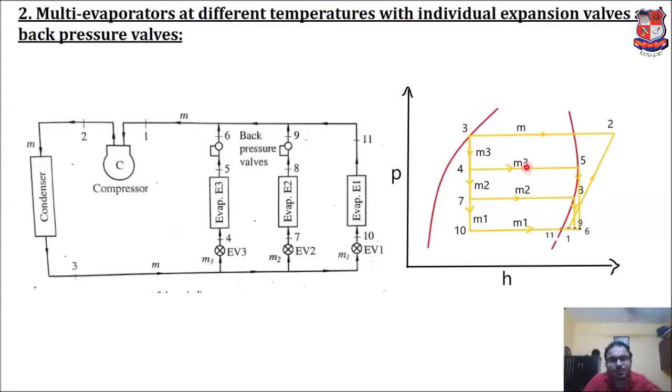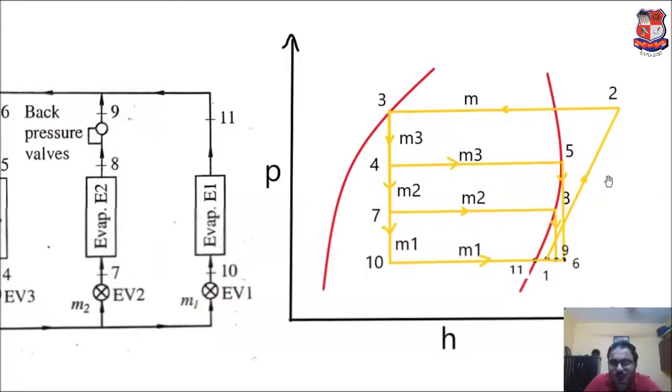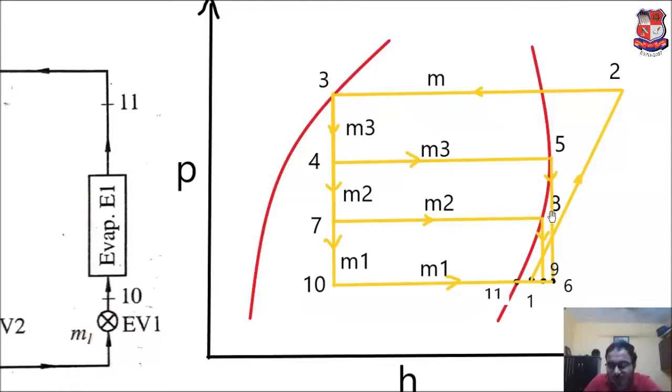So what we need to do here is to further expand this point 5, that is, expand mass 3 till the evaporator pressure of evaporator 1. Similarly we need to expand this mass 2 from evaporator 2 to the evaporator pressure E1. Okay, so the 5 to 6 process and the 8 to 9 process indicate the processes of the back pressure valve.